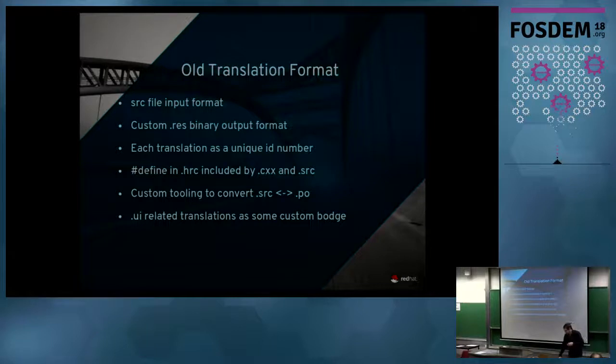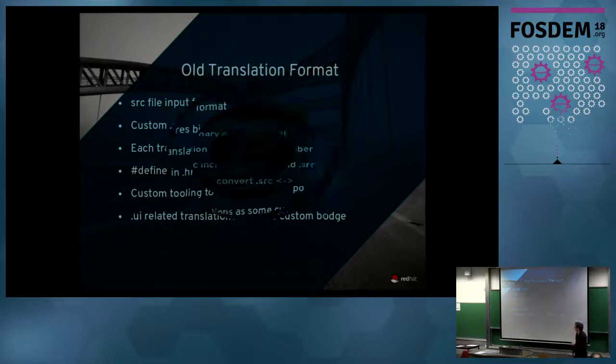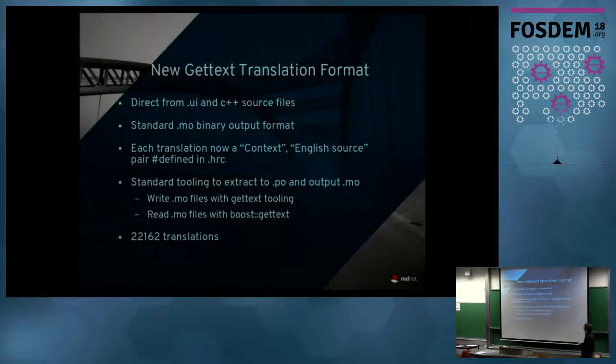What we've done at this stage for 6.0, I think, is that we have finally gotten rid of that file format, and we're now using the more standard gettext file format. So it means that with gettext we can extract our translations directly from our .ui files and from our C++ with the standard tooling for that. So we use gettext to put out the tooling.